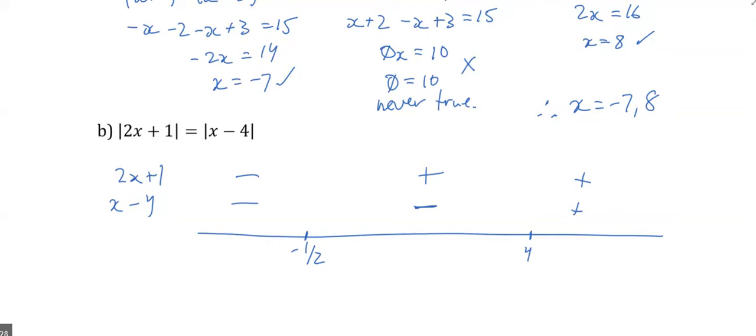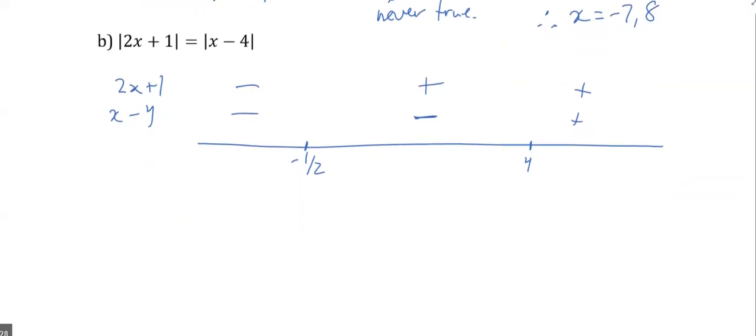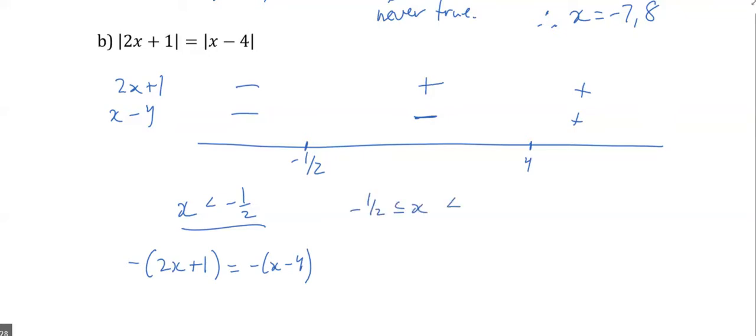So now I'm solving, this is when x is less than -1/2. And both of them are negative. So -2x plus 1 equals -x minus 4. This is when -1/2 is less than or equal to x less than 4. And 2x plus 1 is positive, but x minus 4 is negative.